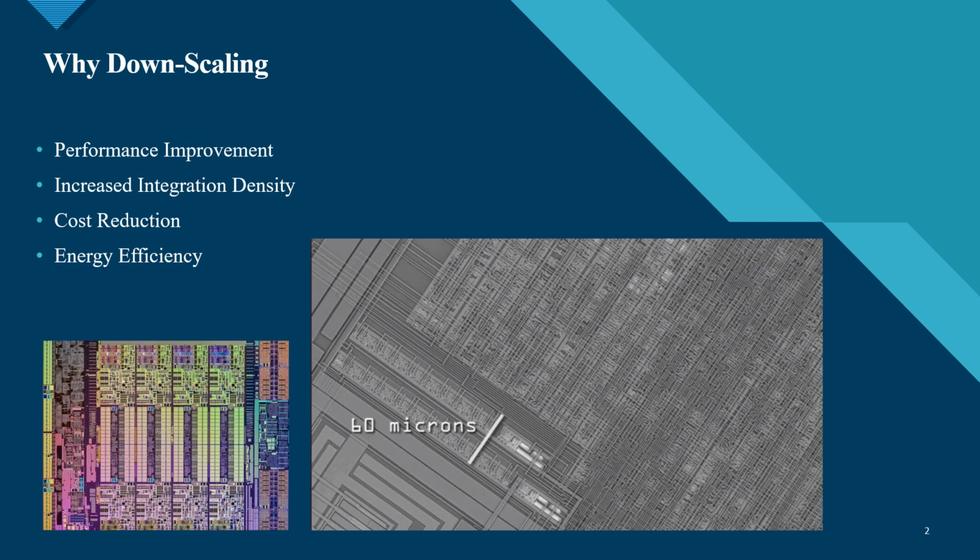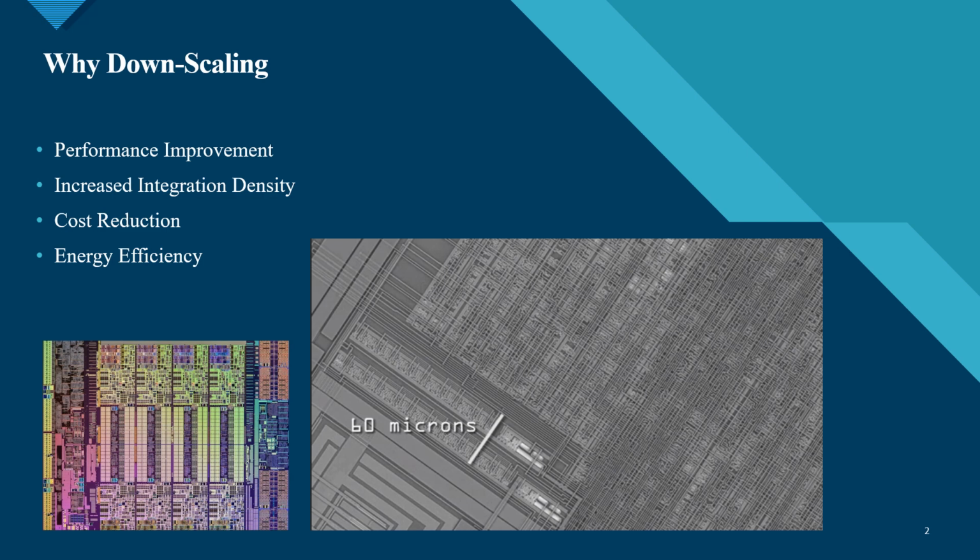Cost reduction. As the size of MOSFETs decreases, more devices can be fabricated on a single semiconductor wafer, leading to economies of scale and reduced manufacturing costs per transistor. This cost reduction can translate into more affordable electronic products for consumers and increased profitability for semiconductor manufacturers.